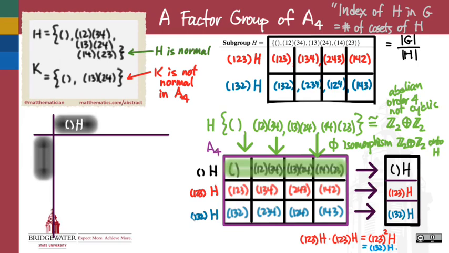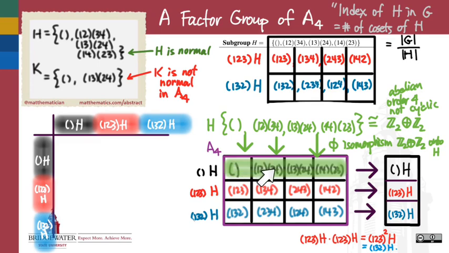Identity times H. I would get another chunk, which is my coset of (1 2 3). It would go here. Right? So this would be (1 2 3)H. And then I get one more chunk, which would be (1 3 2)H.